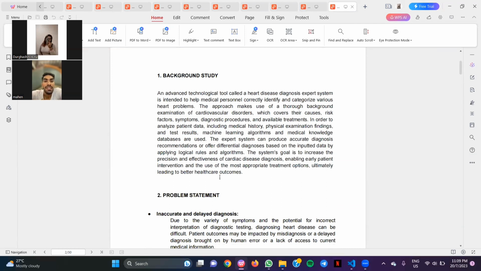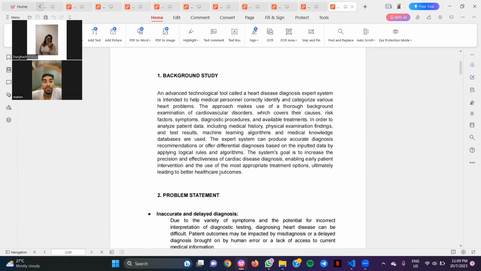Okay, first is background of study. An advanced technological tool called a Heart Disease Diagnosis Expert System is intended to help medical personnel correctly identify and categorize various heart problems. The approach makes use of a thorough background examination of cardiovascular disorders, which covers their causes, risk factors, symptoms, diagnostic procedures, and available treatments.